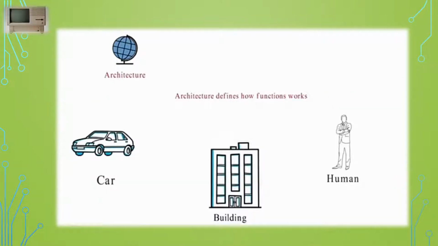Every object in this world has its own architecture. Like a human has its own body architecture, a car has its own architecture, even buildings and offices have their own architecture. Architecture defines how function works. In the same way, a computer has its own architecture on which the computer runs.